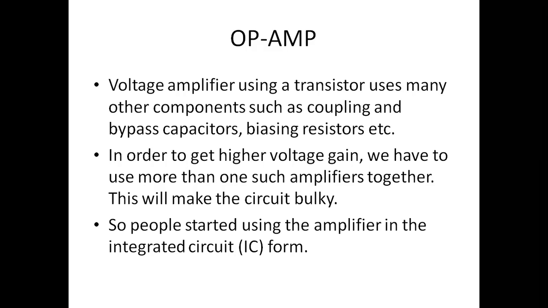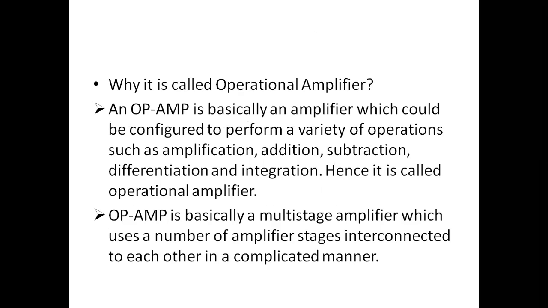So here, instead of these, people are using an amplifier in the form of an integrated circuit. Instead of the transistor, bypass capacitor, biasing resistor, we are supposed to use an amplifier that will be in the form of an IC. So here we are supposed to study why we are calling it an operational amplifier. We are calling the amplifier an op-amp because it can be configured to perform a variety of operations. It is doing lots of applications at a time.